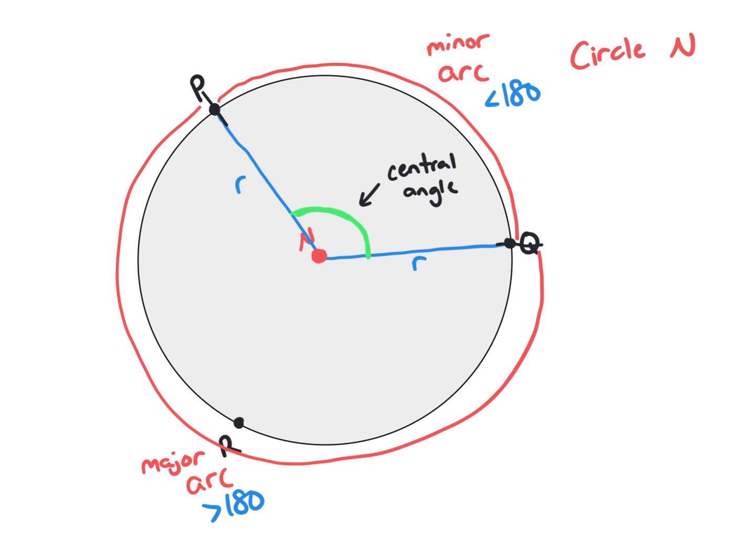One more thing to talk about in this picture here. If I told you that central angle PNQ was 115 degrees, what do you think the measure of its arc is? It is the exact same. Yep, the measure of a central angle is the exact same as the measure of its own arc.